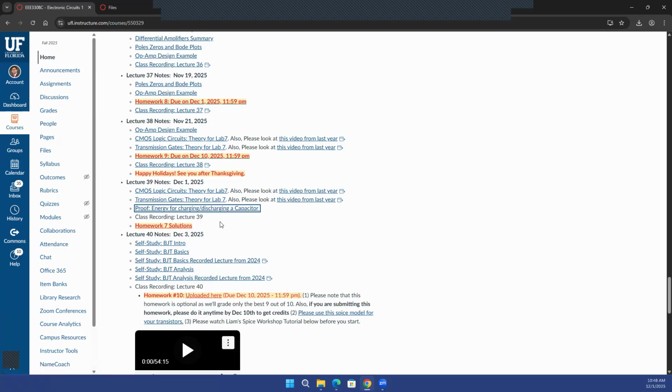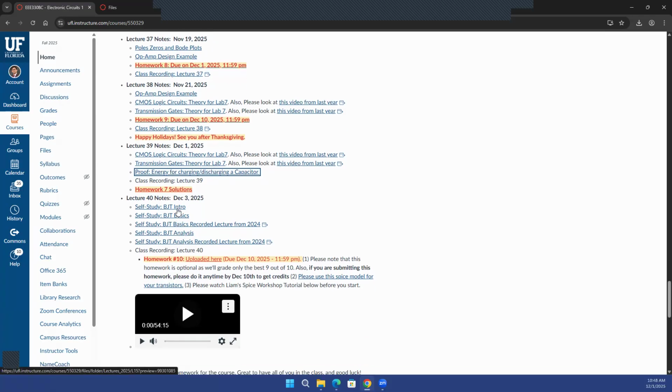I have also uploaded the lectures on BJTs. BJTs are, again, transistors. So in a way, you can think of them as very similar to MOSFETs because they are also going to be used as amplifiers. However, the equations are a little different. The working principle is a little different, but the circuits look very similar, as you'll see in the BJT-based examples versus MOSFET-based examples. Again, I have uploaded 2 recorded lectures for BJTs.